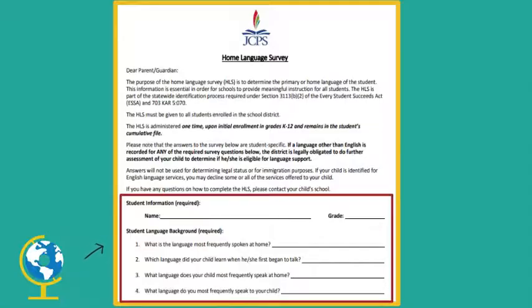There are 4 required questions on the home language survey, and if any language other than English is written for any of the 4 questions, even if the answer is English/another language on the same line. For example, if a parent were to report for question number 2 that the answer is English/Spanish, the student would still be required to be screened.